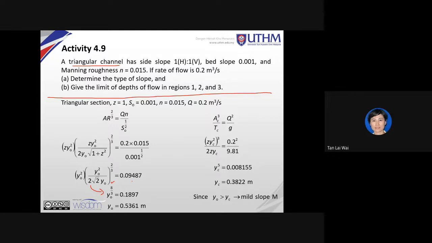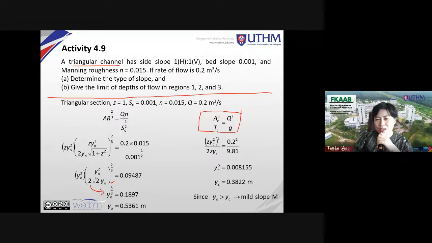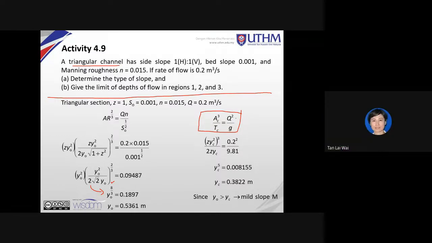Now tengok ni. Saya tak guna formula YC sama dengan Q kuasa 2 per G kuasa 1 per 3. But instead, I'm using this formula. Why? Because it's a triangular channel, not a rectangular channel. So I'm solving for YC. So I have Y0 greater than YC. It is mild slope. Ini soalan untuk jawab type of slope.